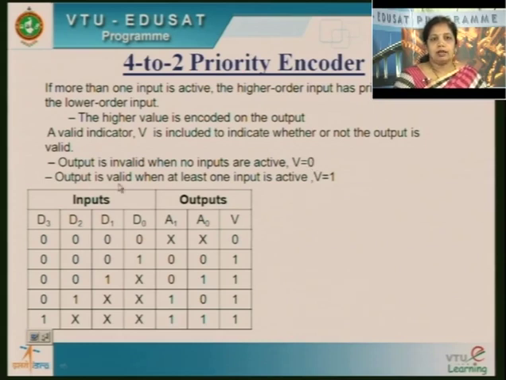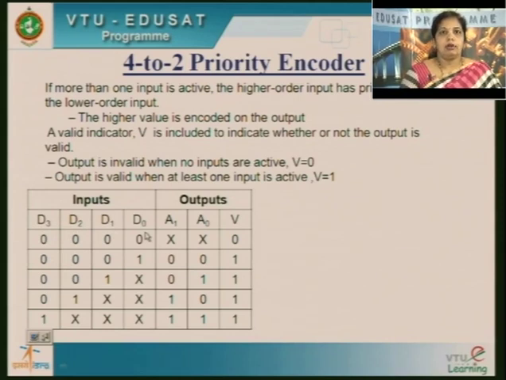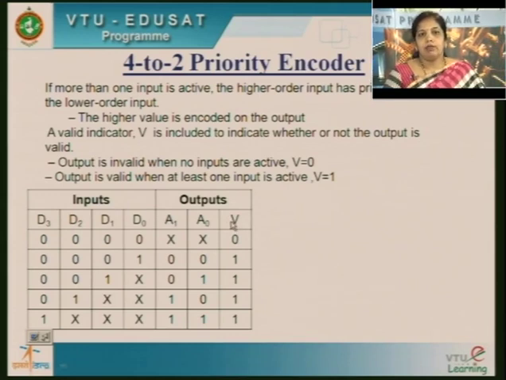The output is valid when at least one input is active; it can be more than one also, and then we will consider the priority. So when at least one input is active, my V output will be 1. Since I am talking about a 4:2 priority encoder, we will have 4 inputs and 2 outputs. I am considering an additional output indicator, that is V. In the truth table, you will have 4 inputs D3, D2, D1, D0, and 2 outputs plus an additional output, which we call the valid output.